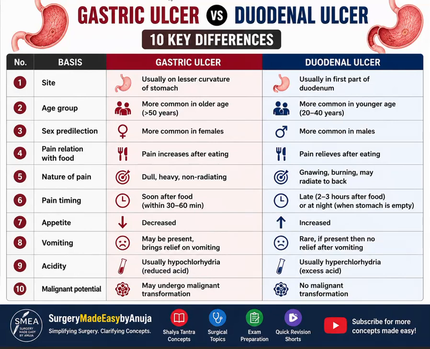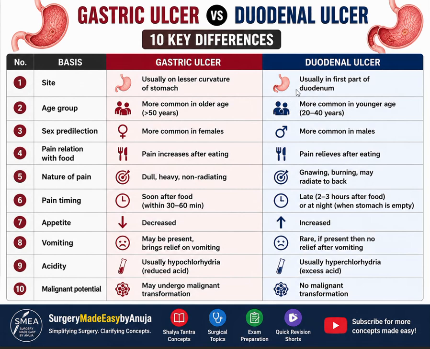Today we will look at some differences between gastric ulcer and duodenal ulcer. This is a very common question asked as a short answer question for 5 marks. So, a gastric ulcer is usually seen on the lesser curvature of the stomach, whereas the site of a duodenal ulcer is the first part of the duodenum.